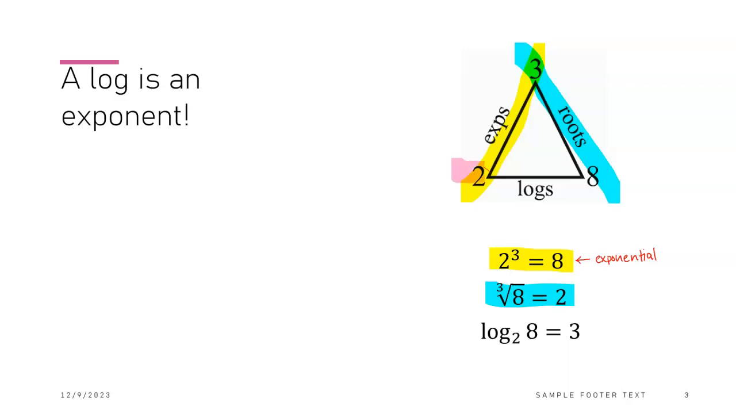And then if I want to write in log form, that's going to be the base of the triangle. Notice that the base for log form matches the base for exponential form, and that with log form, the answer is the exponent. That's because logs are exponents. So the bottom part of the triangle says log base 2 of 8 equals 3. We're looking for the exponent of 2 that gives us 8.